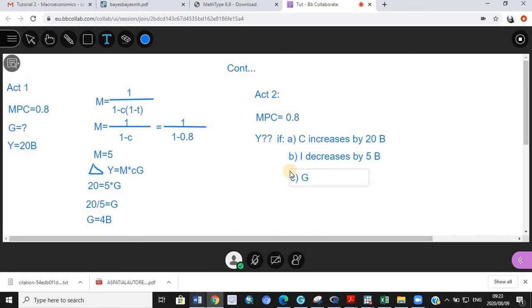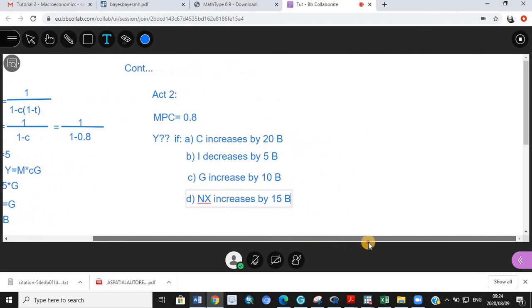government spending increases by 10B. And D, NX increases by 15B. Very good. Here we already have the multipliers. It's a matter of applying the multipliers.